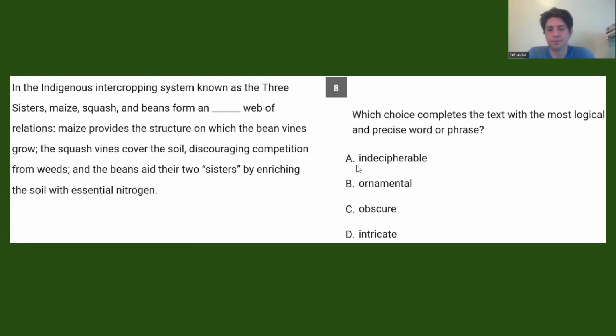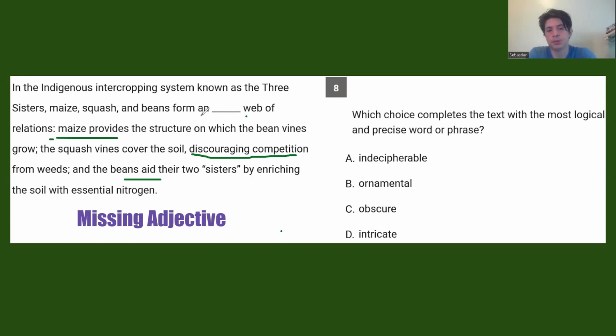We have indecipherable, ornamental, obscure, intricate. So we've read the whole passage, looked at the answer choices. So that's our first rule, right? And now you want to think about, so it's discouraging competition, right? And then we're missing an adjective here, right? So we've been focusing on adjectives before. Now we're missing one. So the beans aid their two sisters. Maize provides the structure, right? We have a colon, so it's a statement, restatement. So what type of web is this?